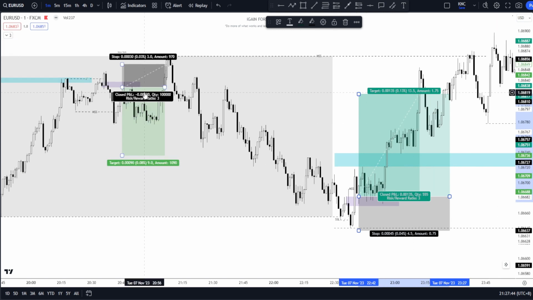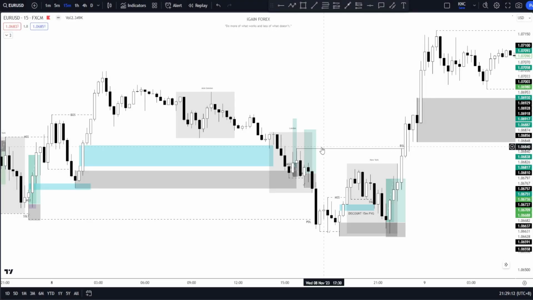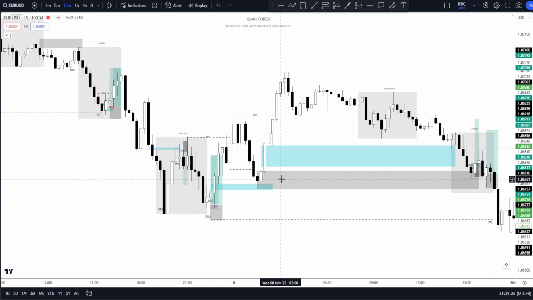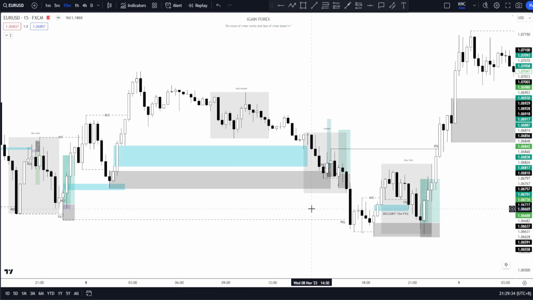So 2 wins and 1 loss. Okay, let's go back to the 15 minutes time frame to look for the next day's trade. The next day, Wednesday, is November 8th. This was my losing trade on London. I've seen this top on FVG, and this becomes my demand zone. The price stops here on the demand zone. So let's go back down to the 1 minute time frame to look for our entry.